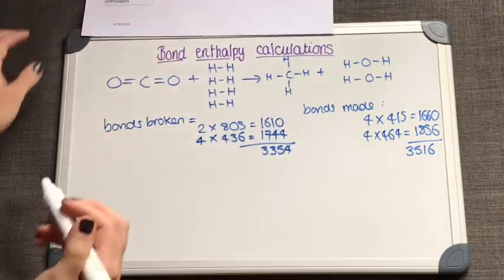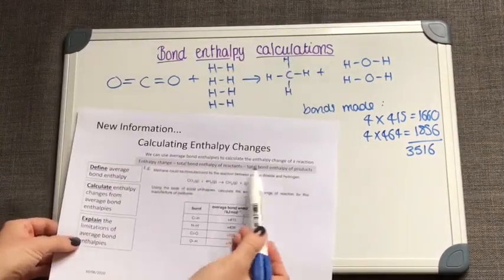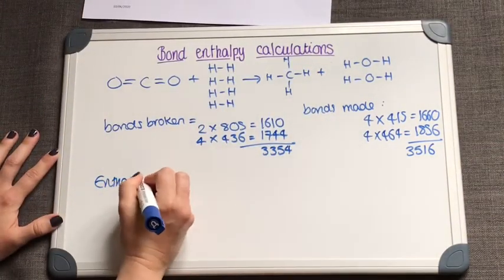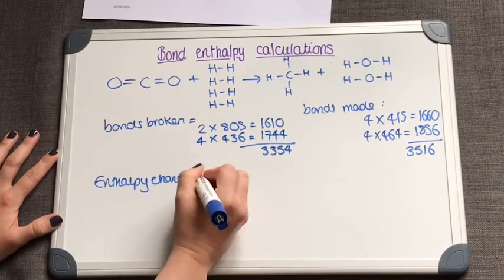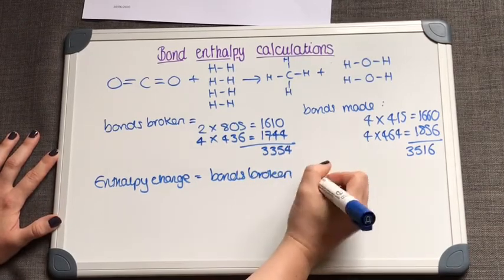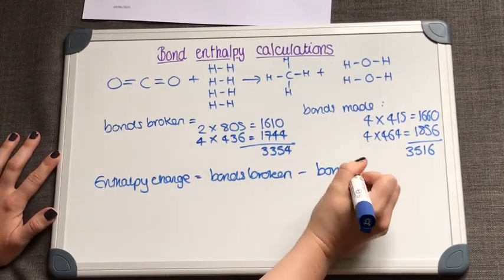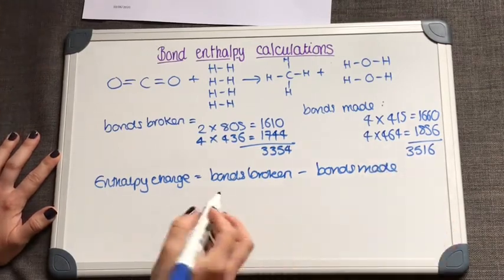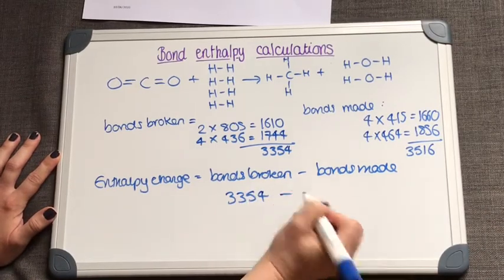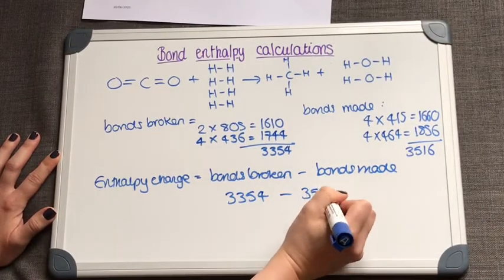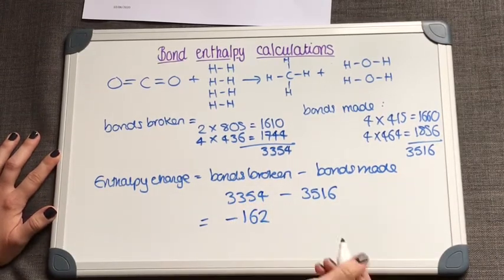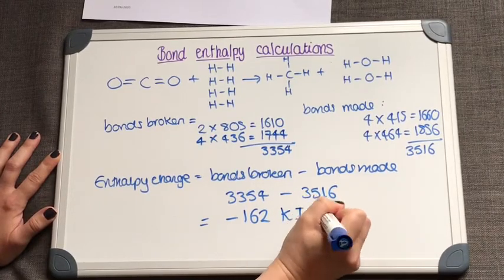Now what I'm going to do is put that into my equation, which is highlighted here. So my overall enthalpy change for that reaction is equal to my bonds broken, or my enthalpy of my reactants, minus the bonds made, or my enthalpy of my products. Bonds broken we've just calculated is 3,354. Bonds made 3,516. So that gives me an overall answer of minus 162 kilojoules per mole.